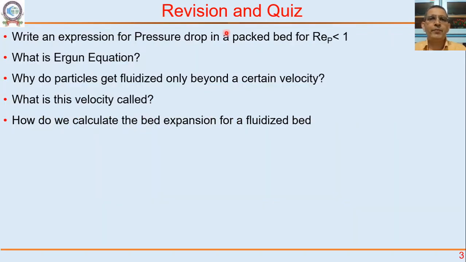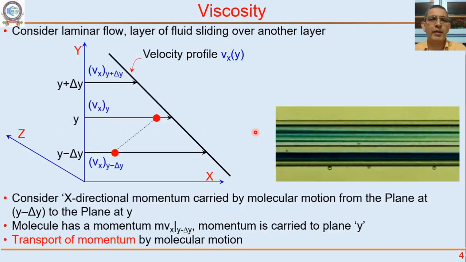Just to quickly revise what we have done in the previous class: write an expression for pressure drop in a packed bed for particle Reynolds number less than 1. What is meant by Ergun equations? Why do particles get fluidized only beyond a certain velocity? What is this velocity called? How do we calculate bed expansion for a fluidized bed? This will help you to revise and get more into the subject, so that we can start with microscopic balances.